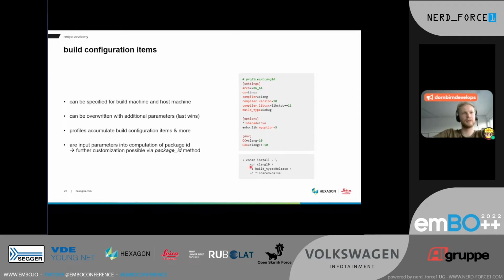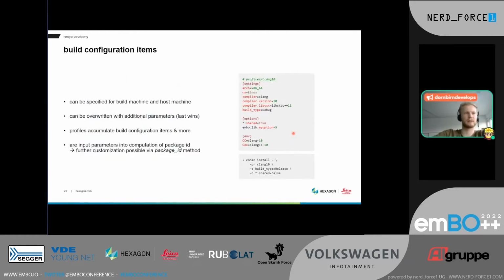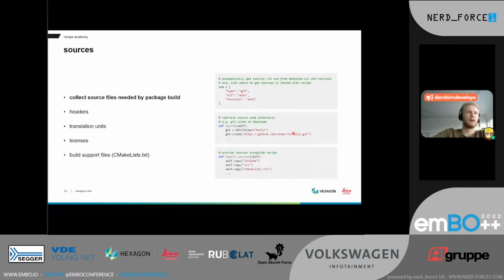The options and settings that you specify will usually flow into something called the package ID. The values that you see here, settings, compiler, build type, architecture, shared, and fPIC, flow into the package ID, which is basically an identifier computed from these values to correctly identify a package. And you can customize that if you want. Now we have the version and the configuration out of the way.